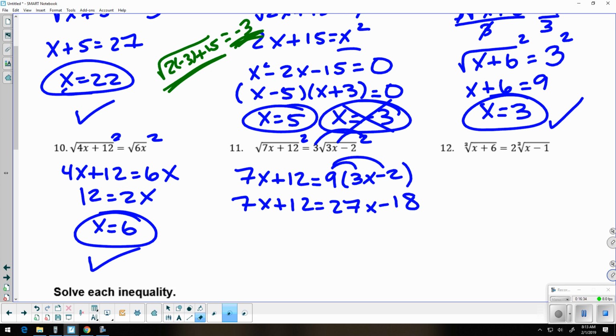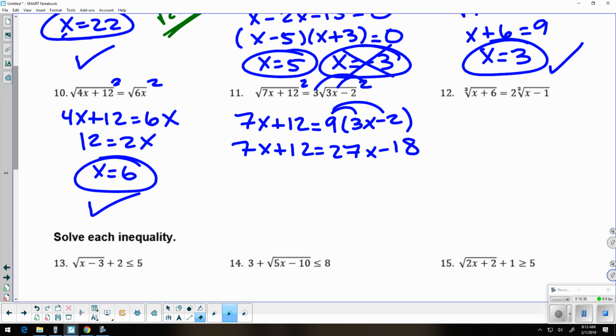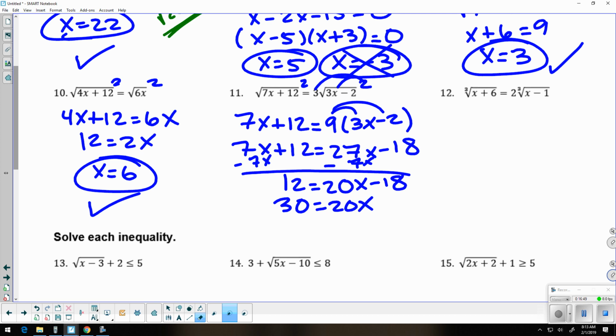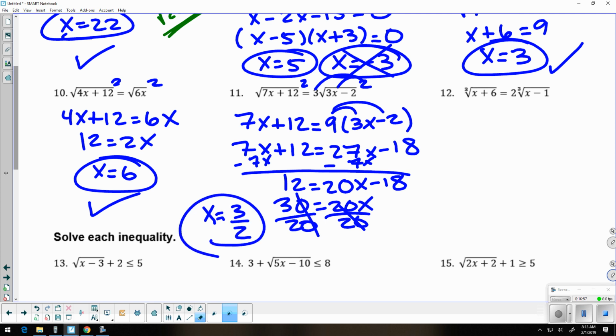And now just solving for x. So if I subtract 7x on both sides, that'd make that 20x. So 12 equals 20x minus 18. If I add 18, that would be 30 equals 20x. Divide both sides by 20. And we actually get a fraction for this one, x equals 3 over 2, or you can also say 1.5. Okay, again, plug it back in, both sides of the equation for x, make sure it works. I'll let you guys know right now it does work.